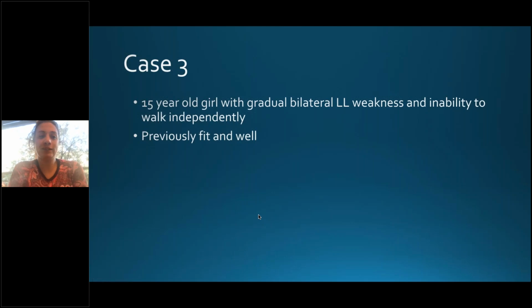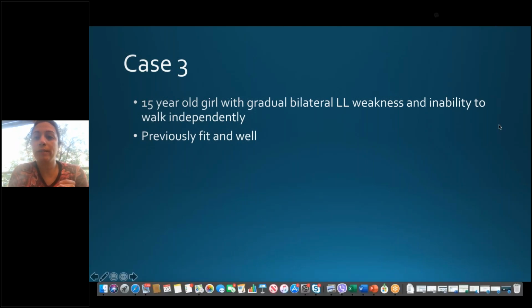So last but not least is another 15-year-old girl who came in with gradual bilateral lower limb weakness and was no longer able to walk independently. This child was previously fit and well.